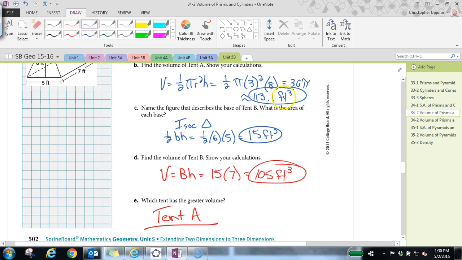Which has a greater volume? Obviously, tent A, 113 is greater than 105.